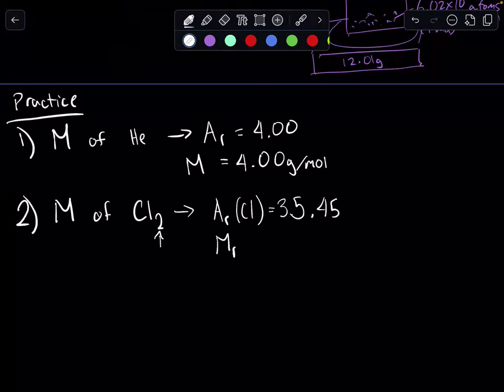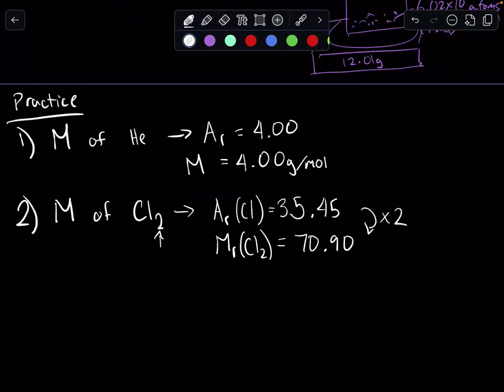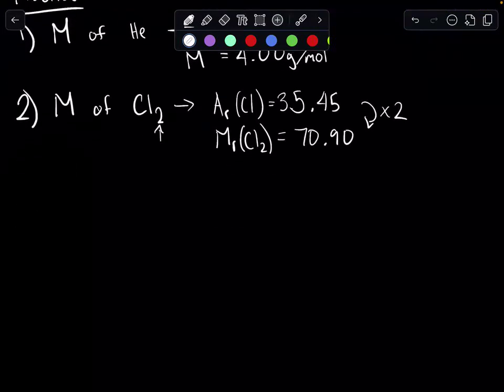So the relative molecular mass, or formula mass, sorry, of chlorine is going to be 70.90. All I did was multiply by 2 for the two chlorines. Therefore, the molar mass is going to be 70.90 grams mole inverse. Now I'm using grams mole inverse. I'll switch them up often just to get you used to the IB's way of doing things.